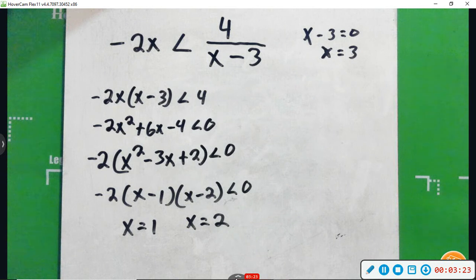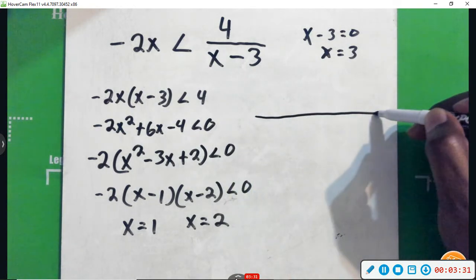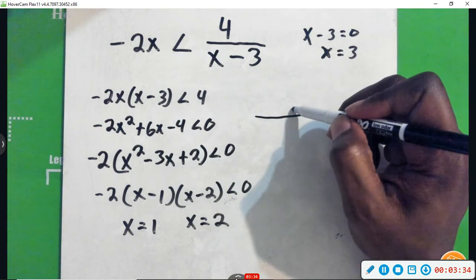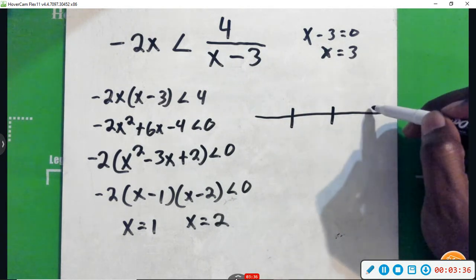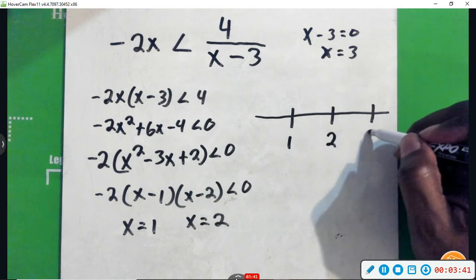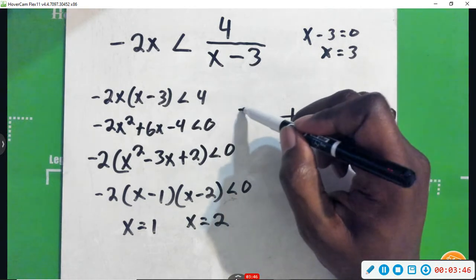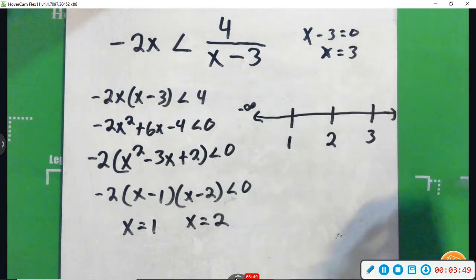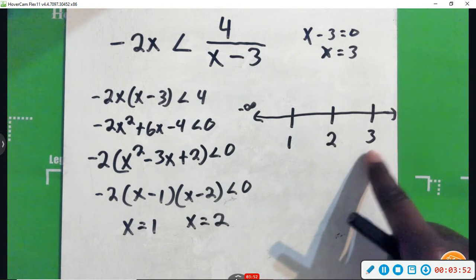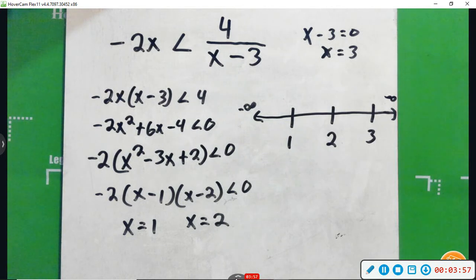I'm going to test and see where on the number line this is true. So here's what I got: 1, 2, and 3. Either we go from negative infinity to 1, or from 1 to 2, or 2 to 3, or 3 to positive infinity, and we could have multiple parts. But what we need to do is pick 4 numbers to test.